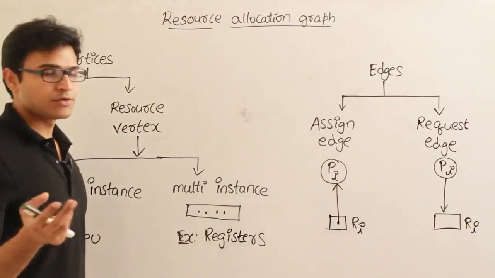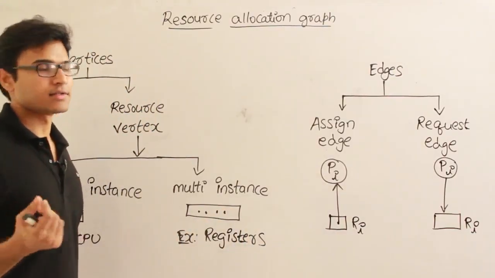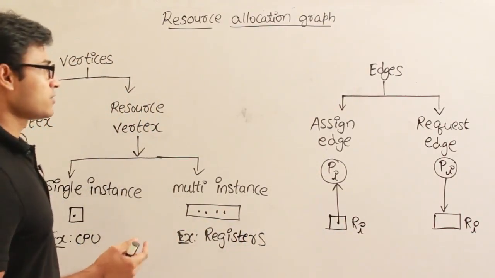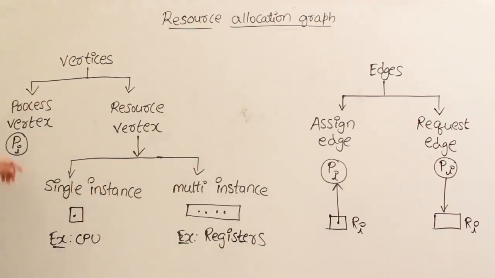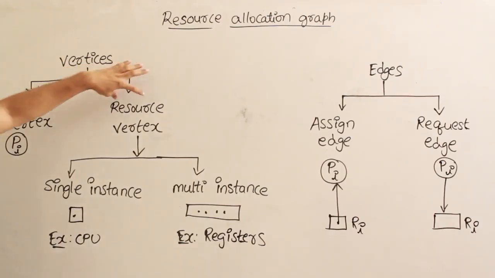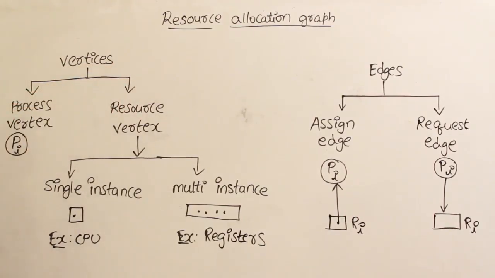Any graph will contain vertices and edges, right? So a resource allocation graph also contains vertices and edges. Vertices are of two types. Every process will be represented as a process vertex, and every resource will be represented as a resource vertex. Generally a process will be represented with a circle. And resources are generally of two types: one is a single instance resource and the other is a multi-instance resource.